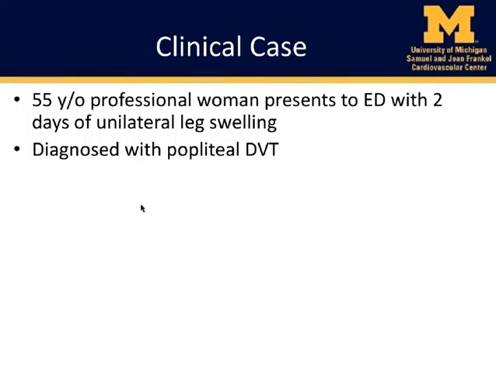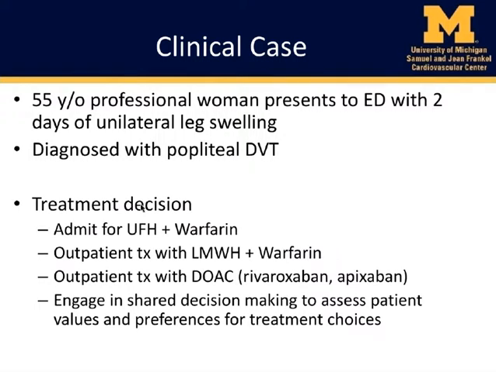was mentioning, this is a clinical case that got me thinking about this problem. This is a 55-year-old woman who comes into the emergency department. For 2 days, one of her legs was particularly swollen. And so they went through and did some tests and diagnosed her with a deep vein thrombosis, a DVT, in her popliteal vein. And that's the vein that runs sort of behind the knee. And so at that time, she and the doctors had some decisions to make.